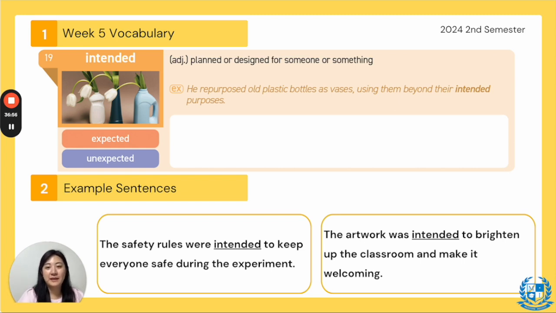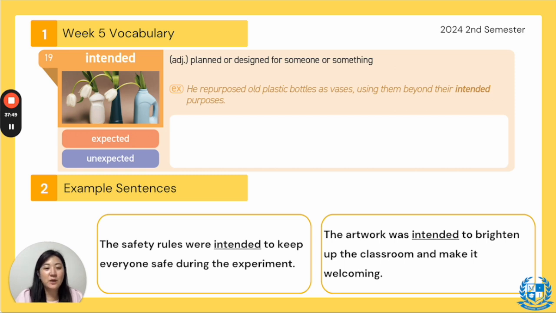1, 2, 3. He repurposed old plastic bottles as vases, using them beyond their intended purposes. So here, this person took this plastic bottle, and even though its original purpose, the intended purpose, the planned purpose, was to keep whatever liquid was inside, this man recycled it and repurposed it to make these flower vases. How cute. Let's look here. It says the safety rules were intended to keep everyone safe during the experiment. So yes, maybe like wearing goggles, having no open-toe shoes, meaning no sandals, and you have to wear shoes. Those are rules that are meant, that are intended to keep you safe.